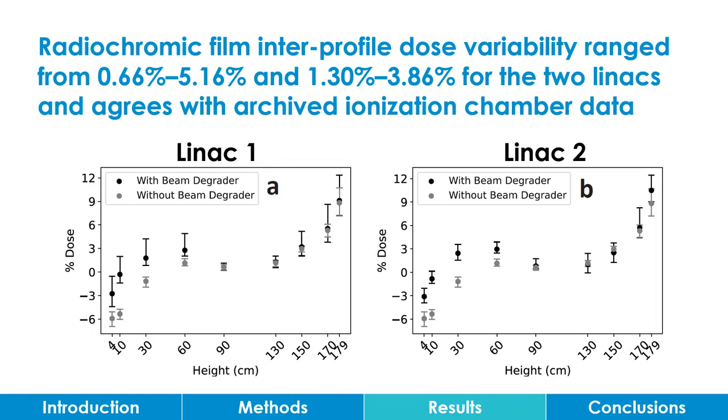Now let's take a look at some of the results. First, we looked at the inter-profile dose variability from the 31 film measured profiles on both LINACs with different beam degrader configurations. The dose varied between 0.66 and 5.1% for the two LINACs, which was comparable to the variability seen from the archived ion chamber profiles.